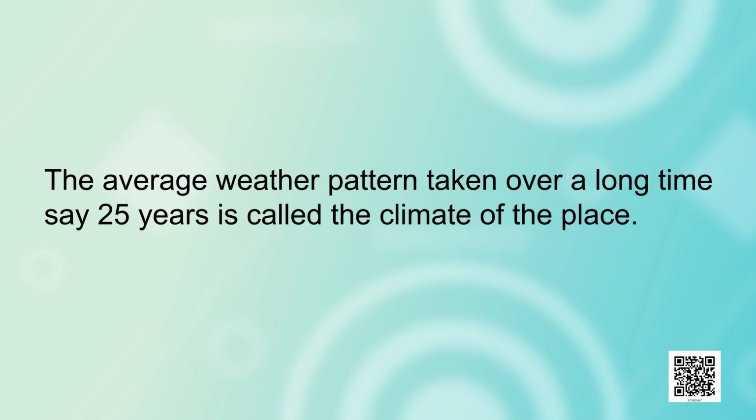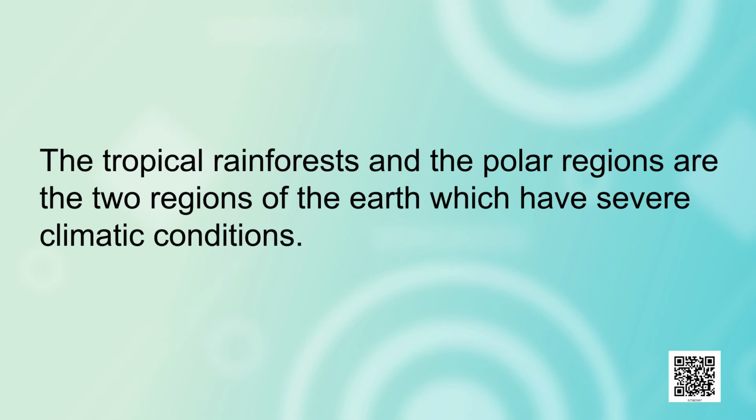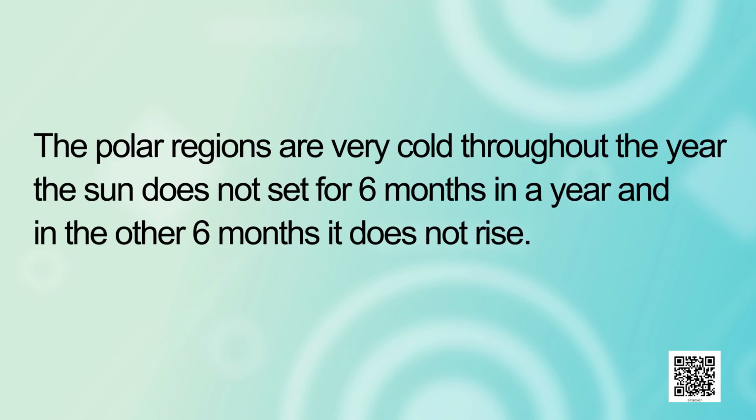The average weather pattern taken over a long time, say 25 years, is called climate of the place. The tropical rainforests and the polar regions are the two regions of the earth which have severe climatic conditions. The polar regions are very cold throughout the year. The sun does not set for 6 months in a year, and in the other 6 months it does not rise.